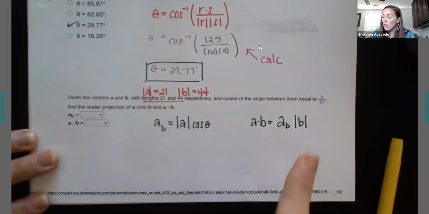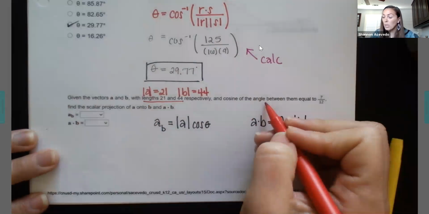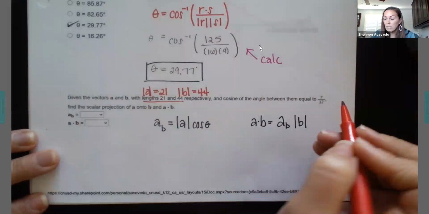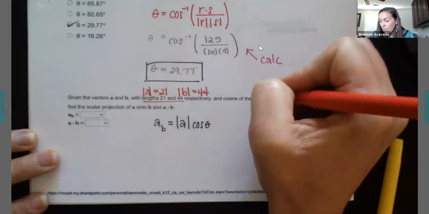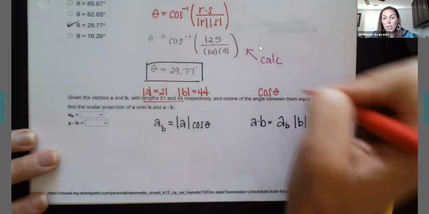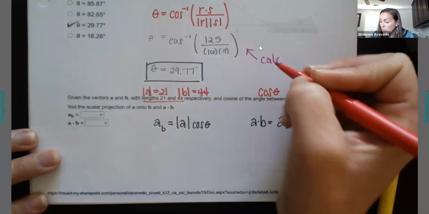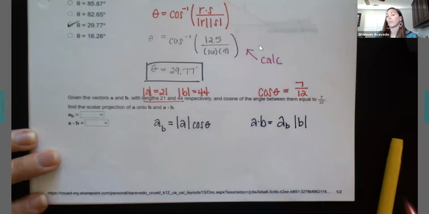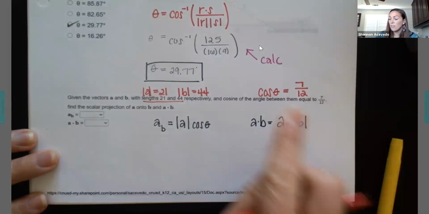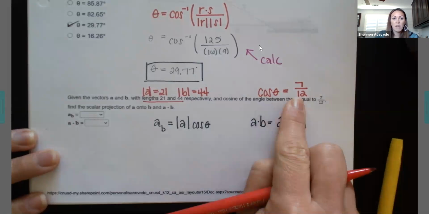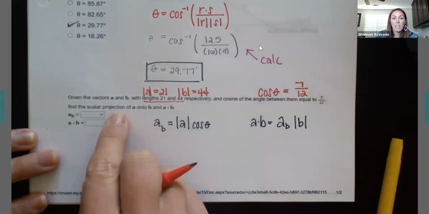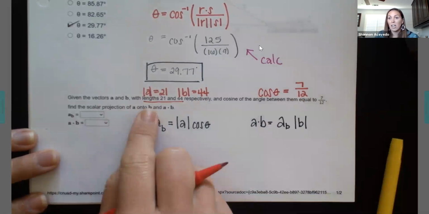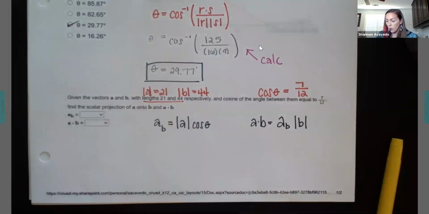Then it says cosine of the angle between them is equal to 7/10. So cosine of that angle is equal to 7, I said tenths, I think 7/12. So cosine of theta is equal to 7/12. Find the scalar projection of A onto B and A dot B. Let's go ahead and do it.